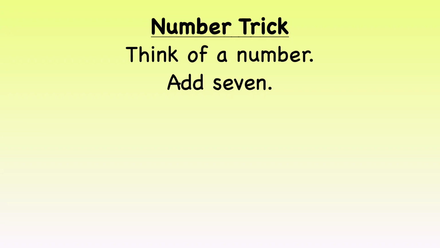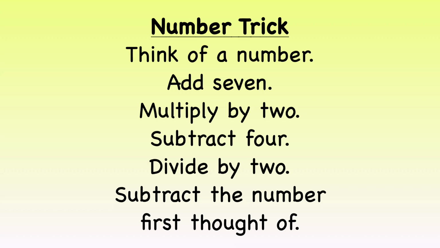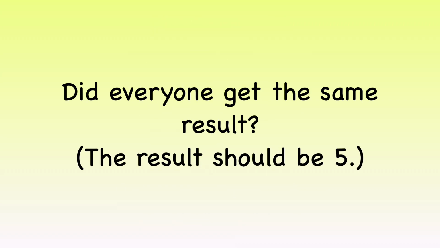Add 7 to your number. Are you writing this down? Multiply the result by 2. Subtract 4. Divide by 2. Subtract the number you first thought of. Did everyone get the same result? Did you get a 5? You should have.